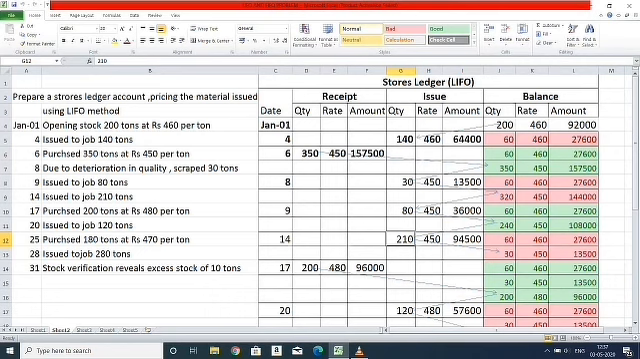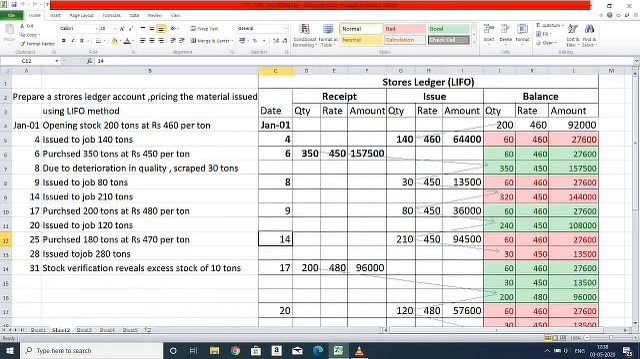From that 240, we are issuing 210 tons at a rate of 450, amount 94,500. So our 240 minus 210 reduces to 30 units in our 350 lot. Now the balance in our closing stock is only 30 tons. We have 60 tons from our opening balance also. So our closing stock comprises 90 tons, 60 plus 30. 60 at a rate of 460, amount 27,600, and then 30 into 450, 13,500. That is our closing stock position on January 14.